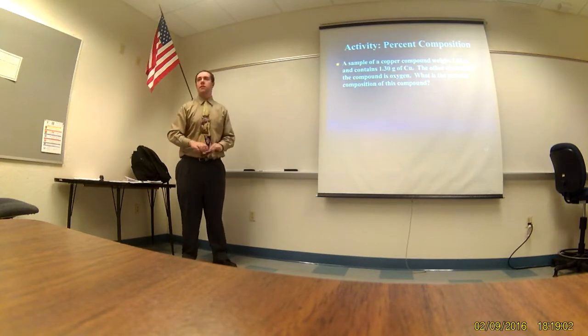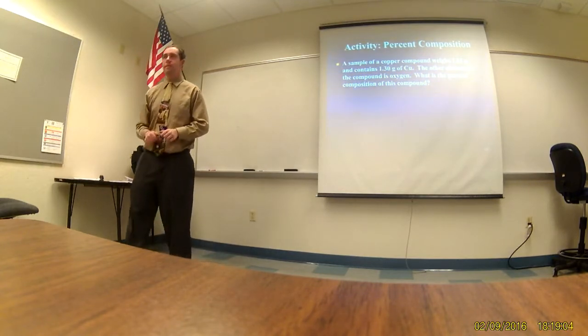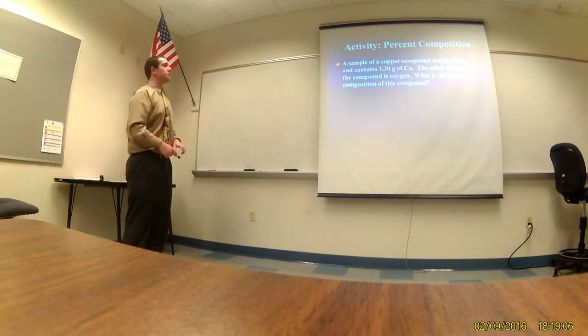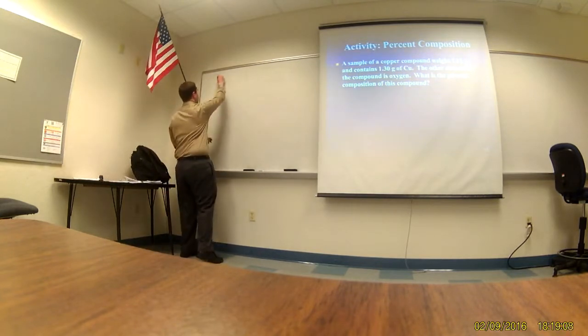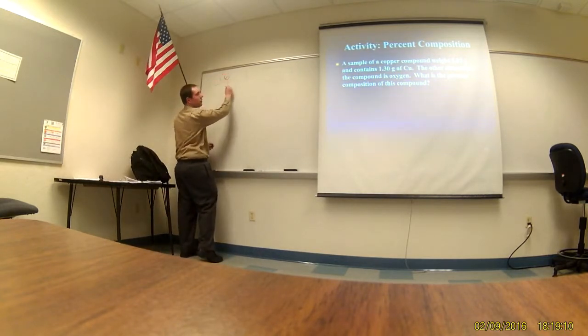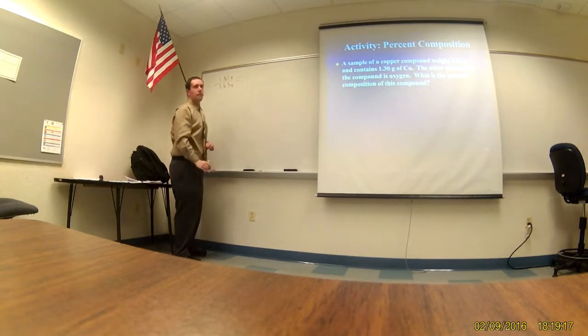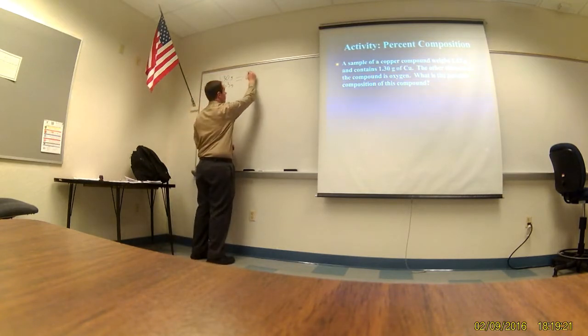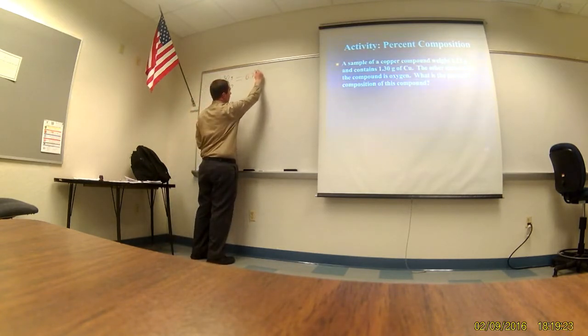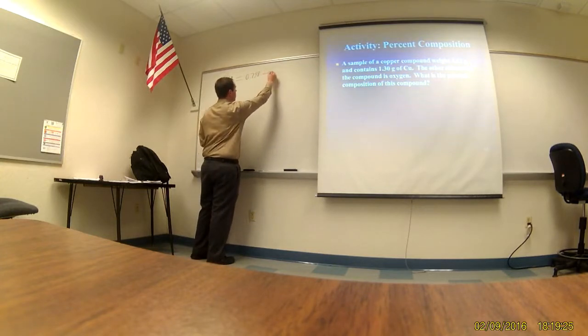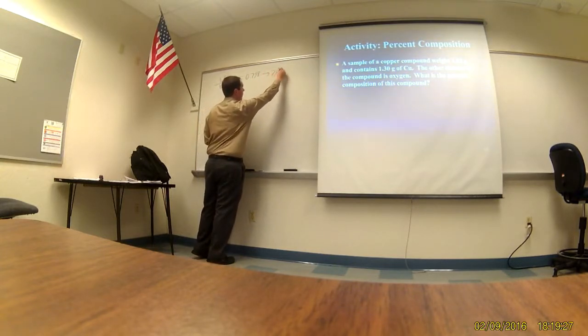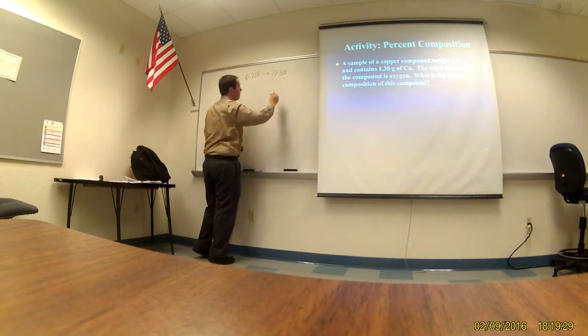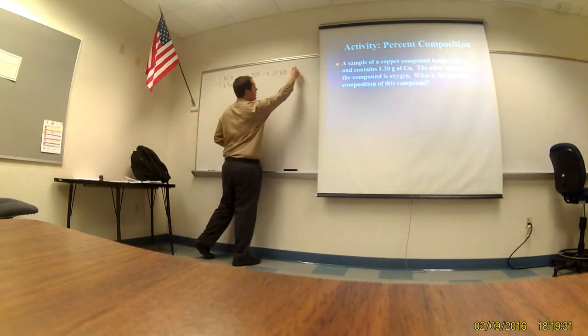So where do you want to start? Finding out the percent of copper. Let's find the percent of copper. So we've got 1.30 divided by 1.63 equals what? 0.7975. 0.798, which is 79.8%. That is copper.